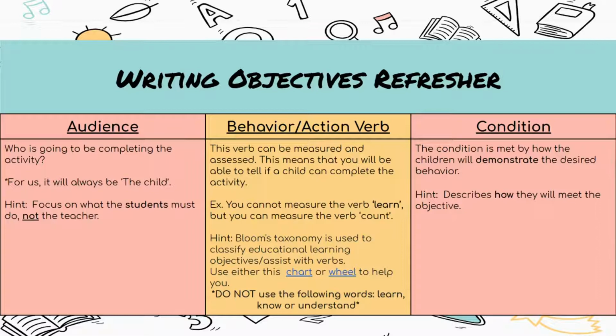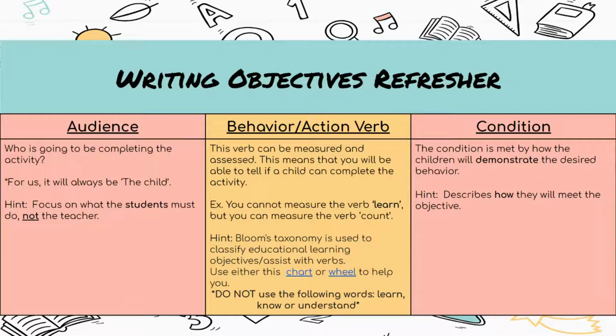One thing to focus on is that your audience is the students, therefore your objectives should be saying what the student is doing, not what the teacher is doing. That's for your procedures. The second part is the behavior or the action verb portion of your objective. This is the second part. This verb can be measured and assessed. That means you can see it happening and the teacher can actually test the child on it.